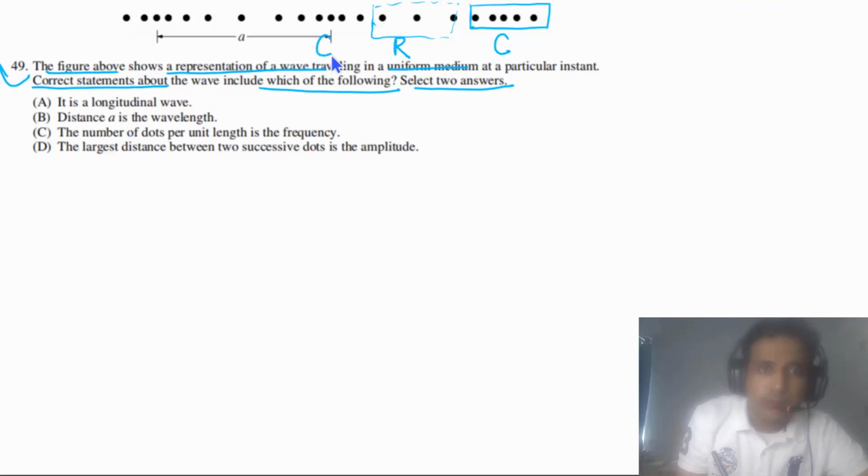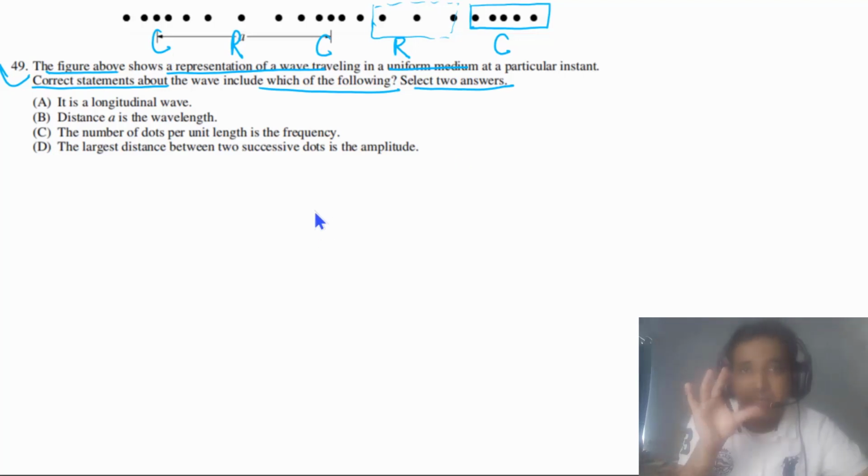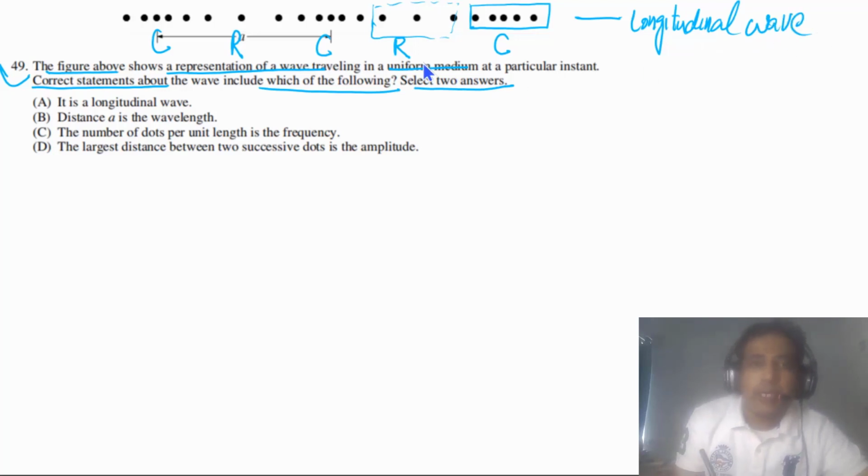So here again we have compression, here we have rarefaction, here we have compression. And a wave which consists of compressions and rarefactions, we call a longitudinal wave. So this wave is a longitudinal wave, and the distance between two consecutive compressions or rarefactions is equal to one wavelength. So A is the distance between two consecutive compressions, so A is equal to lambda.